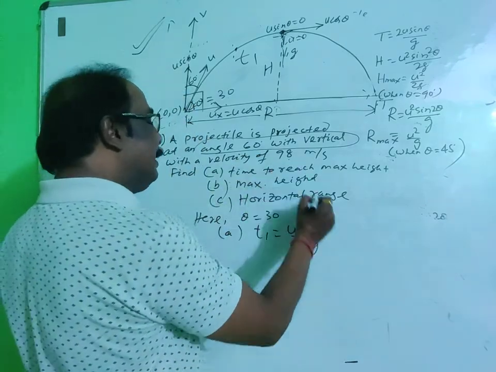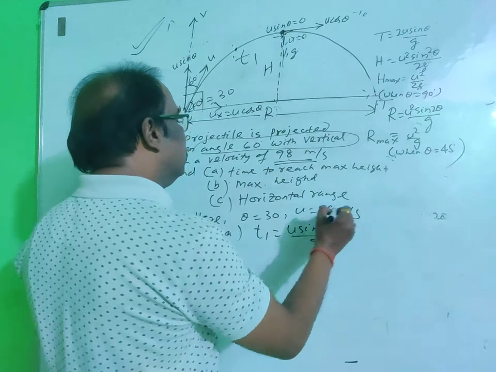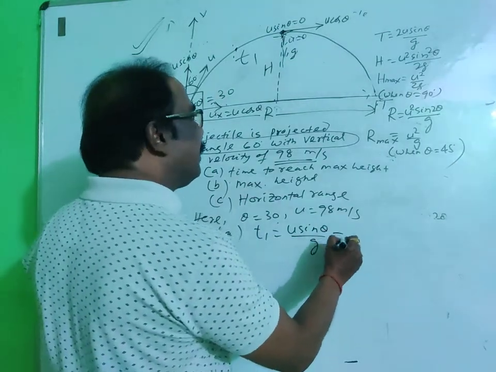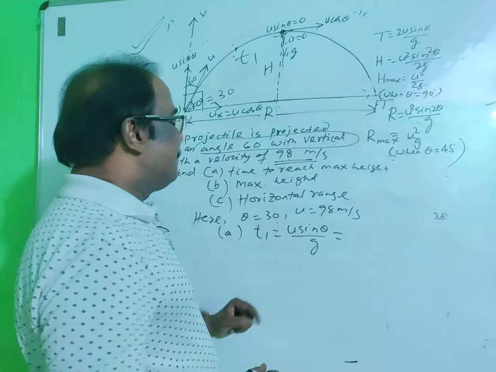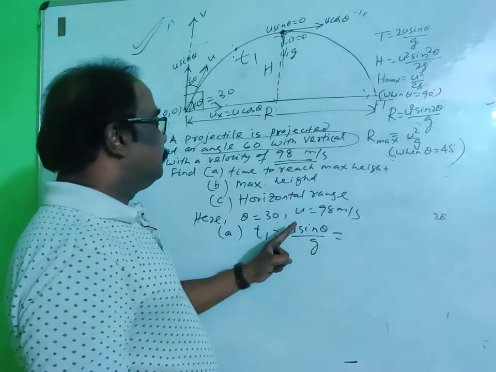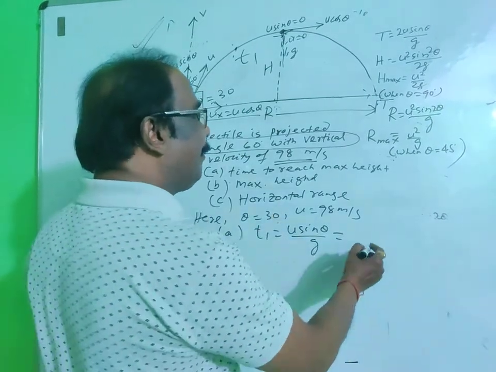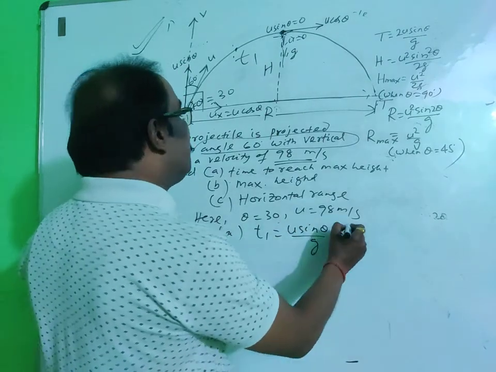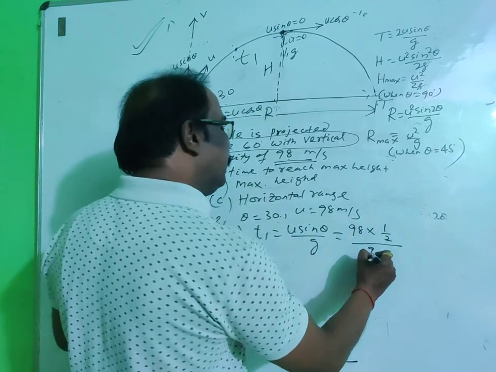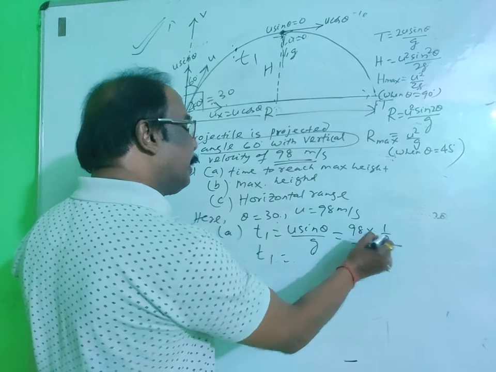U is 98. Let's put all these values. U is 98 meter per second and theta is 30 degree, g you may put 9.8. Then you can get your answer. U, 98 sin 30 is 1 by 2, divided by 9.8. So T1 is equal to 98 by 9.8, this is 10 by 2, is 5 seconds.